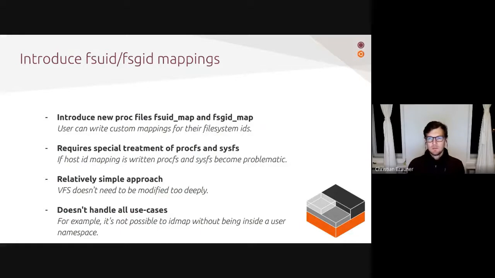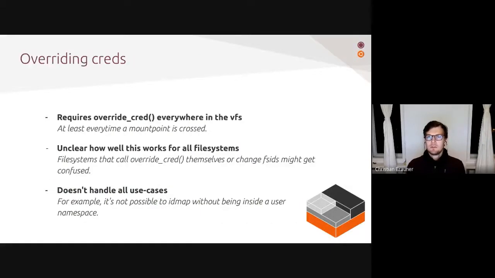The advantage is that the approach is relatively simple, so the VFS doesn't need to be modified too deeply. It still needs quite a lot of modification, and actually I think some file systems would, with this approach, need to be changed too, but overall it's pretty clean. The problem is it doesn't handle all use cases. For example, it's not possible to ID map without being inside of a user namespace, which is becoming an increasingly important requirement.